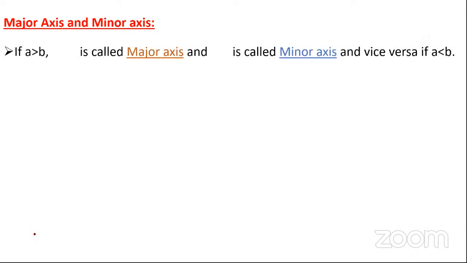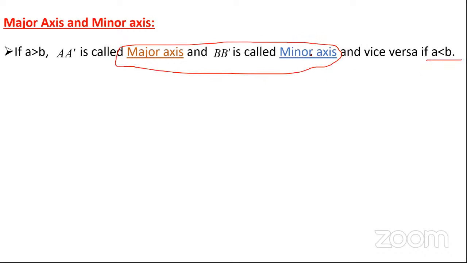Next, major axis and minor axis. In the previous parabola also we derived the axis. So, major axis means if a is greater than b, a dash is called the major axis, b dash is the minor axis, and vice versa if a is less than b. If a is less than b, the major axis changes to minor axis and the minor axis changes to major axis.